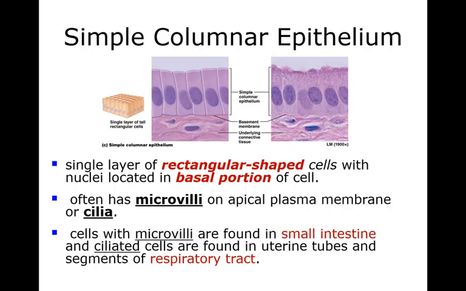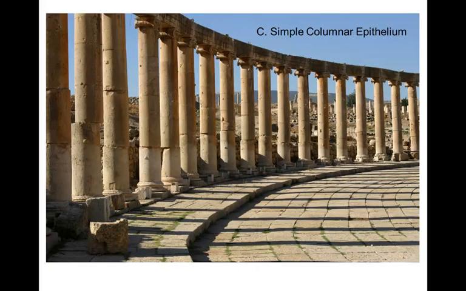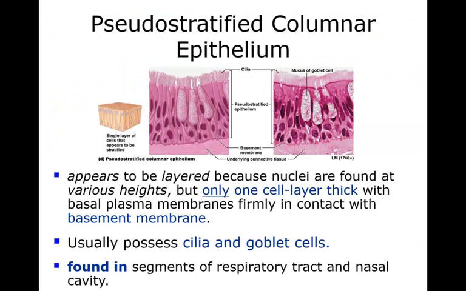Simple columnar, again by the name, one layer of tall and skinny cells, so rectangular shaped. Typically the nuclei are located towards the basal portion, so towards the bottom here. A couple of things that make this one different is you often find microvilli on the apical surface, so towards the outer part here. This type of tissue is typically found in the small intestine as well as the respiratory tract, where microvilli or even ciliated cells are used in order to move substances through.